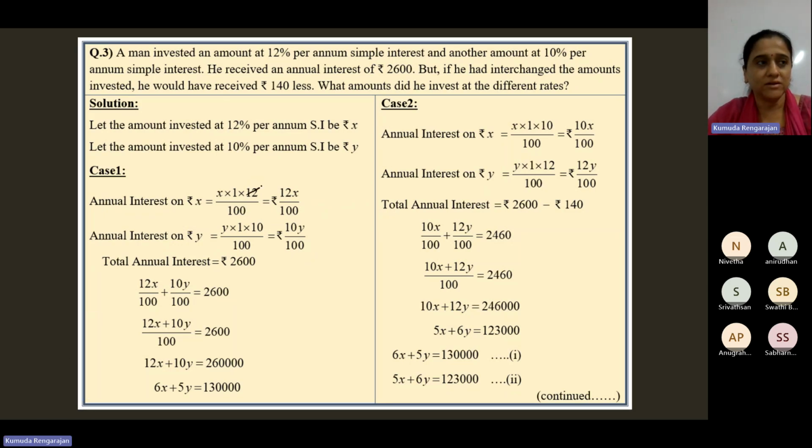Don't cancel. Don't simplify. Don't do that. Let's have the denominator as 100 so that it's easy here. See, 12x by 100 plus 10y by 100 is equal to this. So common denominator is 100 and you can cross multiply. And then you can simplify the equations.